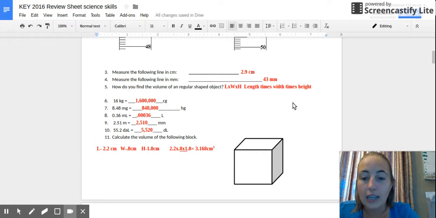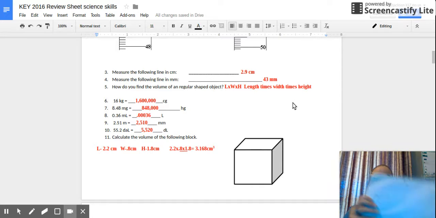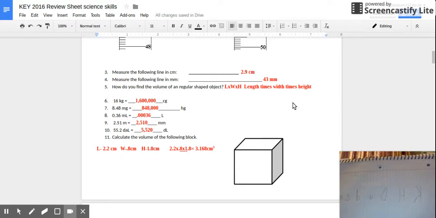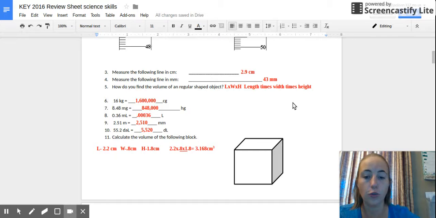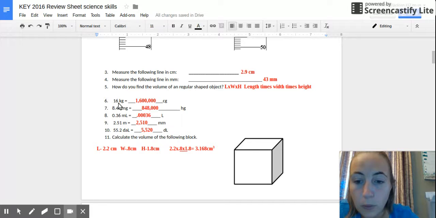For the next 6 through 10, you had to use your King Henry died drinking chocolate milk chart. This guy right here. Kilograms to centigrams, K to C. That's 1, 2, 3, 4, 5 jumps to the left, or to the right, sorry. 5 jumps to the right. So the 16, since we don't see a decimal point, it is all the way back behind the 6. So no decimal point, we do 5 jumps back from the 6.